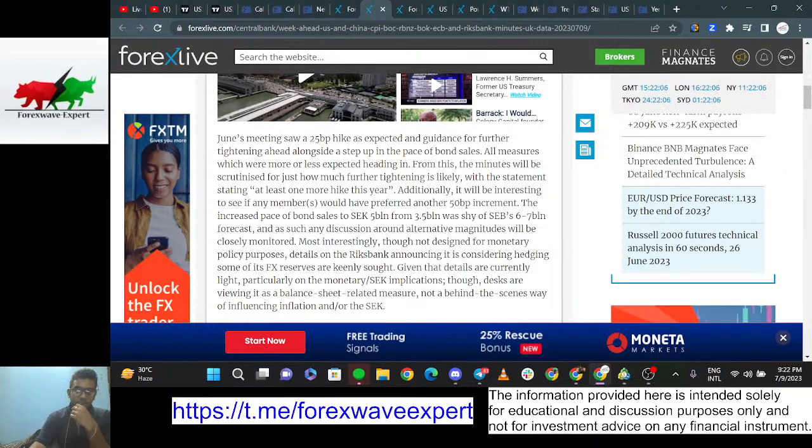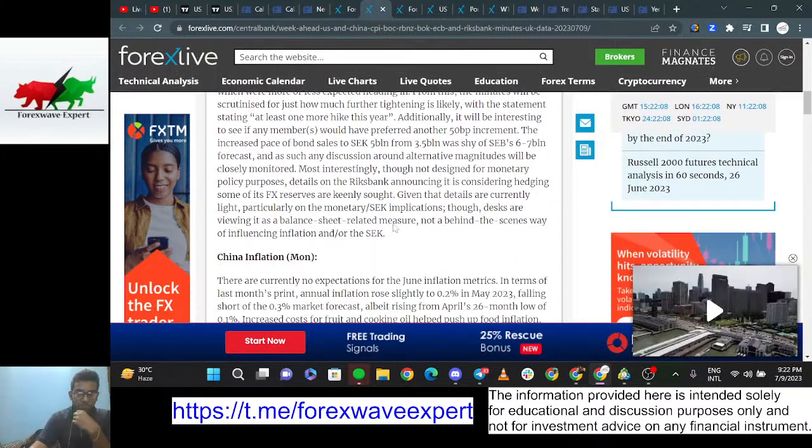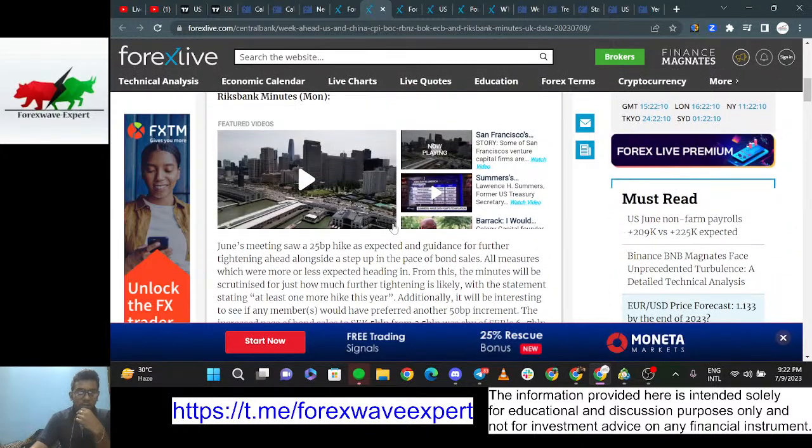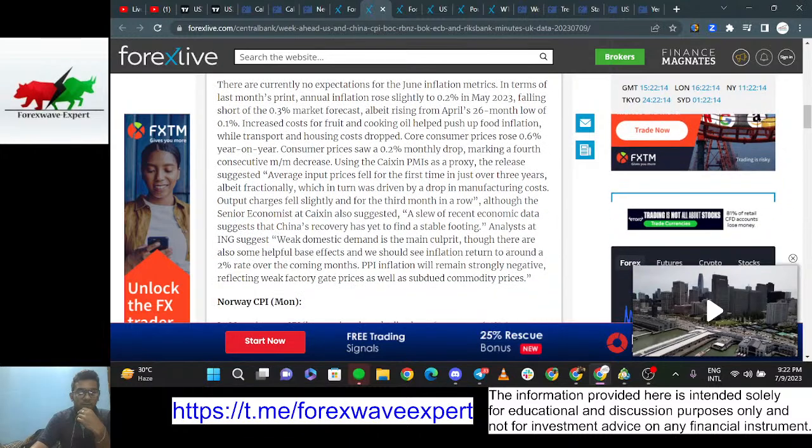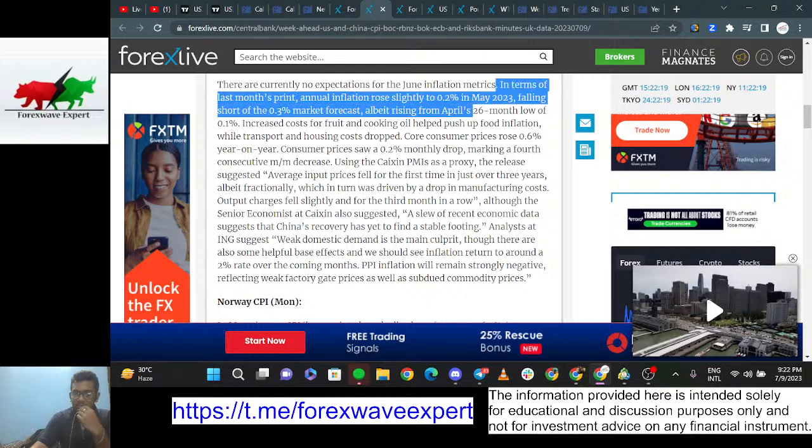For the China inflation, we can see that in terms of last month's print, annual inflation rose slightly by 0.2%, falling short of the 0.3% market forecast. Their forecast was that inflation would rise more. The actual report is that inflation has risen a little bit, but below the forecast.